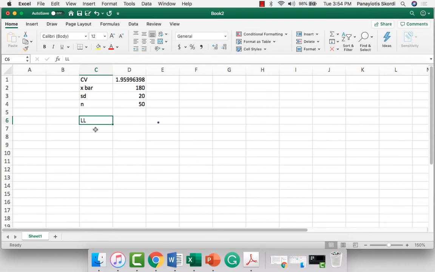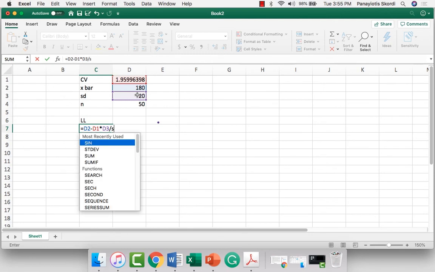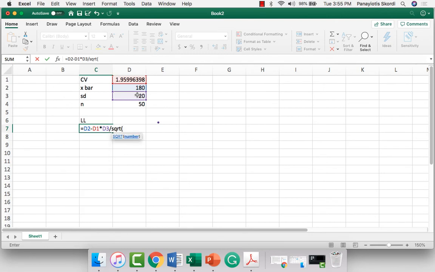So if you remember the way we work it out, the lower limit is going to be equal to x bar minus, for the low limit, z of alpha over 2, or the critical value, and we're going to multiply that by standard deviation, and then divide that by the square root of the sample size, and the sample size is 50. Close the parentheses, and that should give us the lower limit.